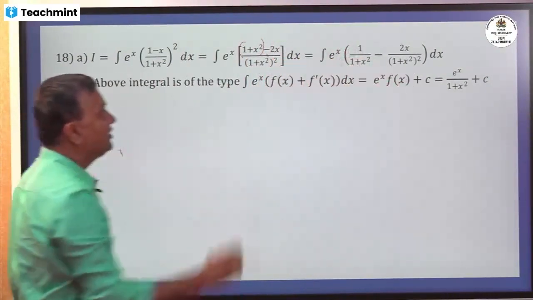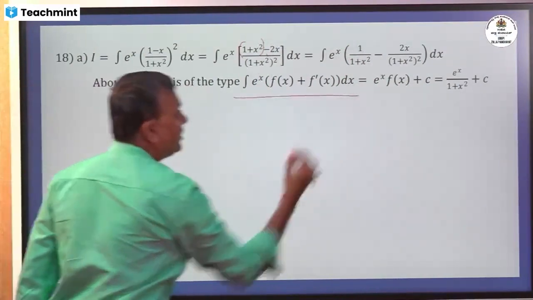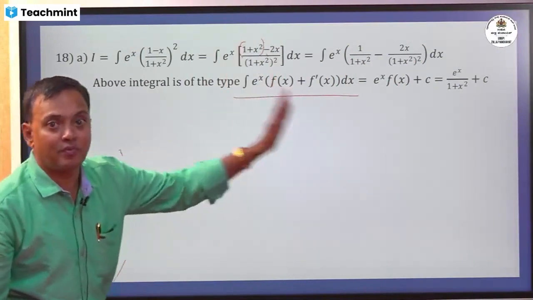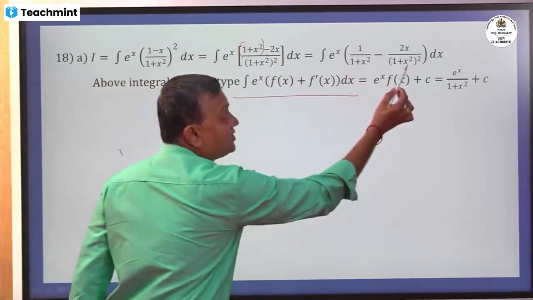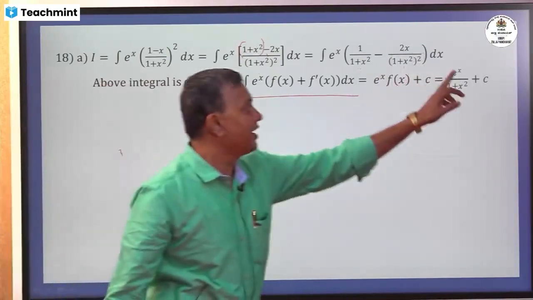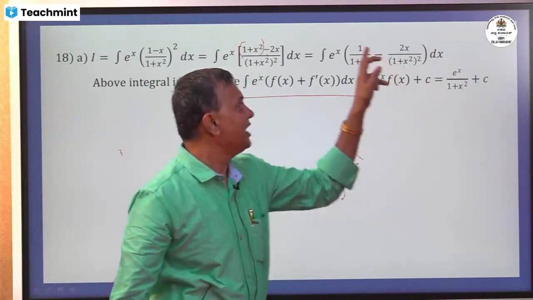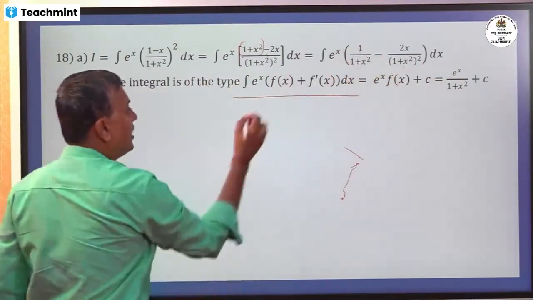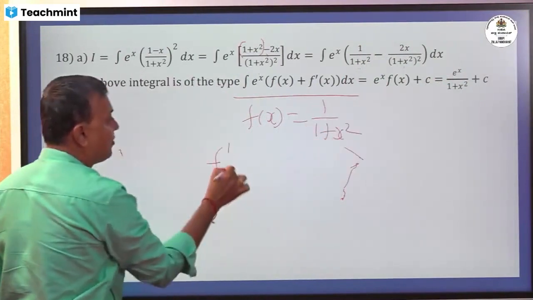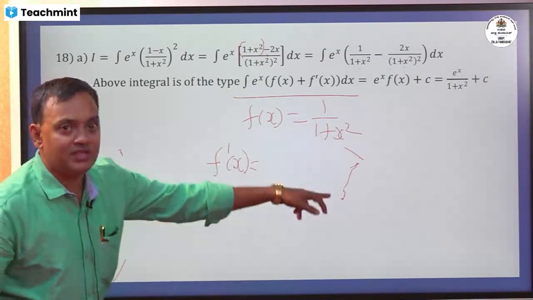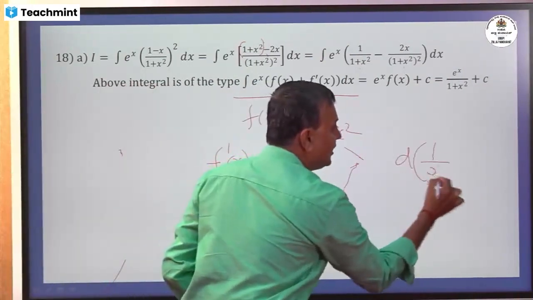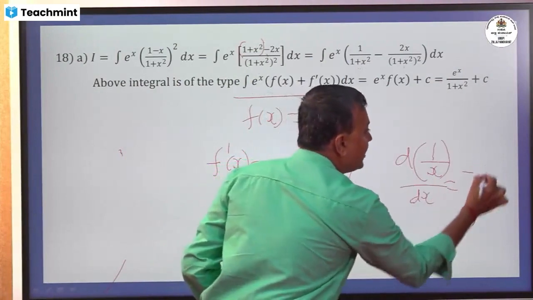So here this is of the form e power x into f of x plus f dash of x dx, very important. This is f of x, this is f dash of x. Correct? So answer is e power x into f of x. Here f of x is 1 by 1 plus x square. What is f dash of x? What is the derivative of this? Quotient rule is not needed. What is the derivative of 1 by x? Derivative of 1 by x is minus 1 by x square.